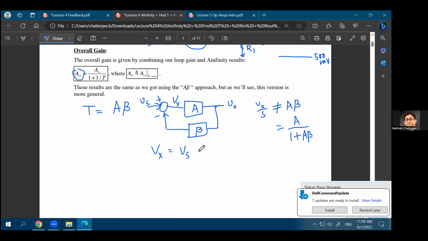Vx is Vs minus beta times V0, right? You can write this. So this point, the output of this subtractor, Vx, is the subtraction of its two inputs. What is the first input? The first input is Vs, the original input. What is the second input of the subtractor? Beta times V0, because you are taking some part of your output V0, multiplying it with beta, and then putting it back at the input side. So Vx is Vs minus beta times V0. You can also write your V0 to be equal to A times Vx.